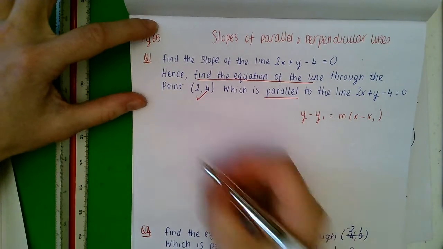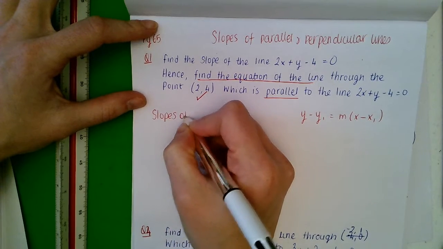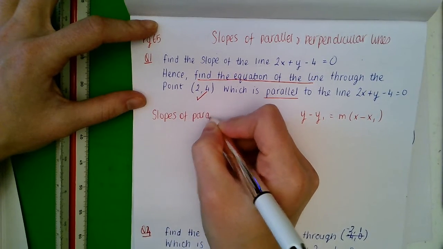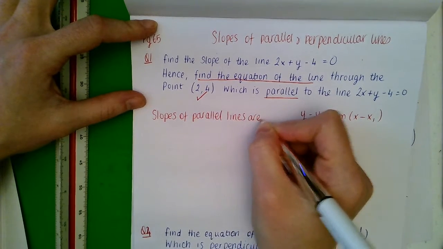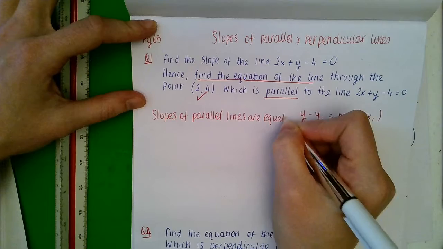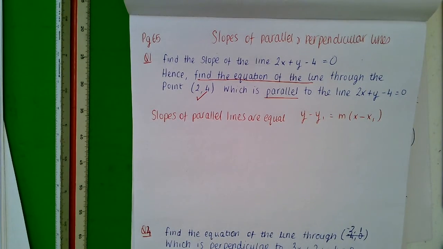And we know that slopes of parallel lines are equal. Slopes of parallel lines are equal. So by finding the slope of that first line, we will be able to use that to find the equation of the line which is parallel.